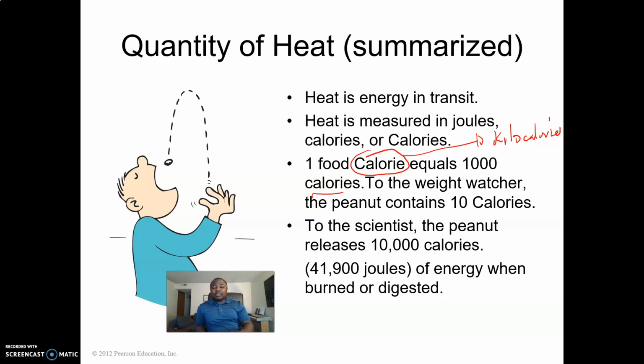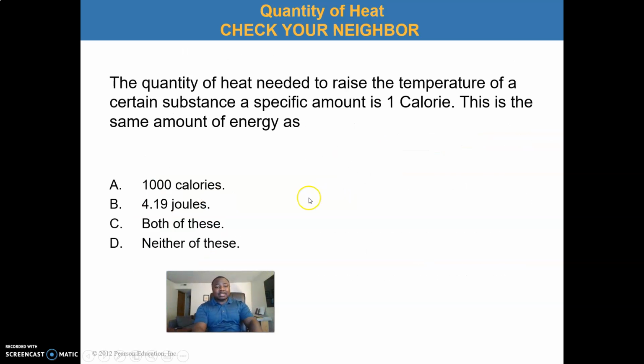To the Weight Watcher, the peanut contains 10 calories. So we're saying that to scientists, the peanut releases 10,000 calories. That's 41,900 joules of energy when burned or digested. I'm going to explain that further. So let's try to answer this question.